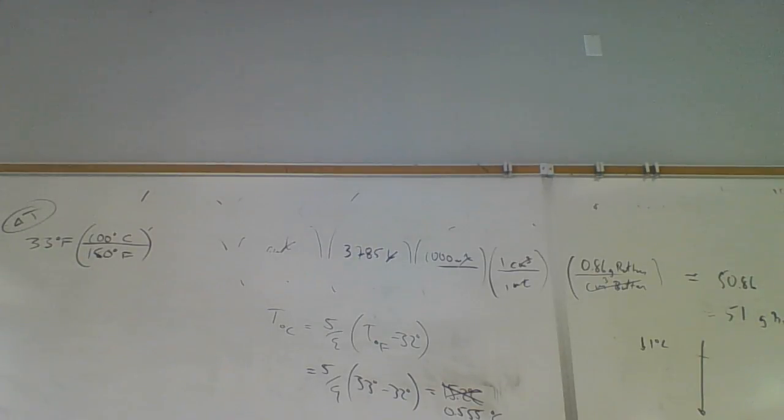I didn't round it to the proper number of sig figs. We'd use the Fahrenheit. It's 2 sig figs. I always write 1 extra or more, and so I need to round that to 0.56. But that's the wrong answer. Yeah, we can't do this.